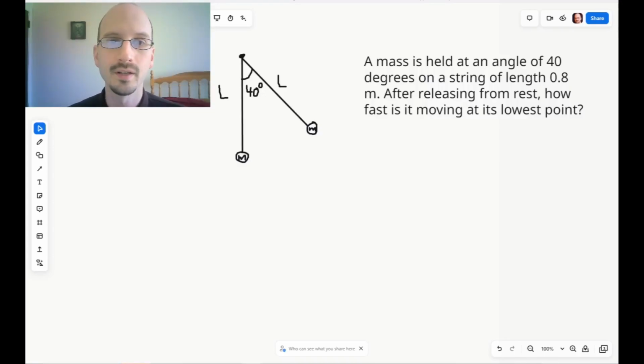By the end of this video, I'm going to teach you how to do problems like this. We have a mass held at an angle of 40 degrees on a string of length 8 meters. After releasing it from rest, how fast is it moving at its lowest point?